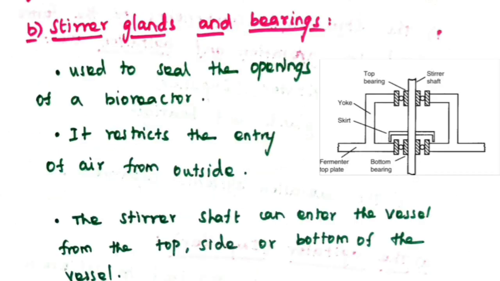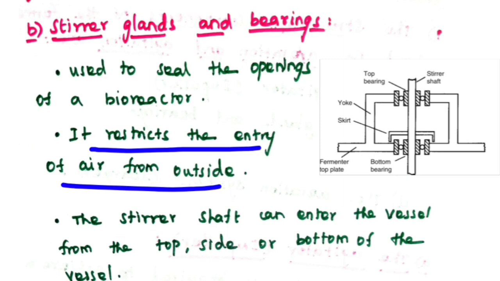The next one is stirrer glands and bearings. This is used to seal the openings of a bioreactor. This is used to restrict the entry of air from the outside. So tight sealing restricts the entry of air from the outside.